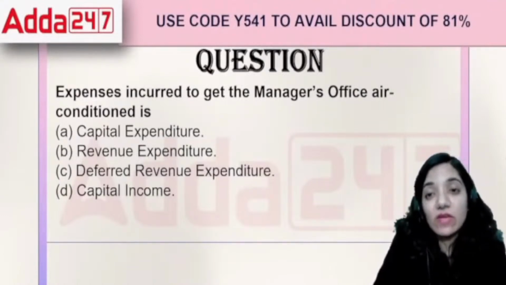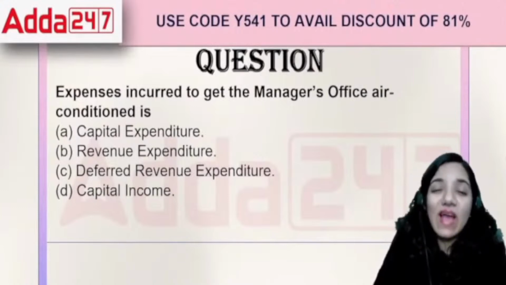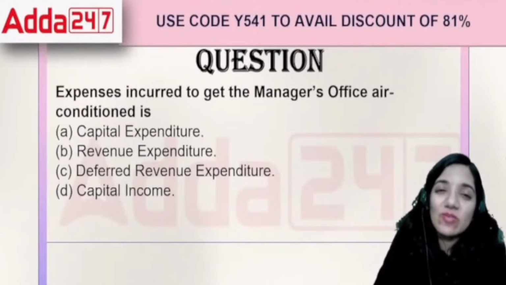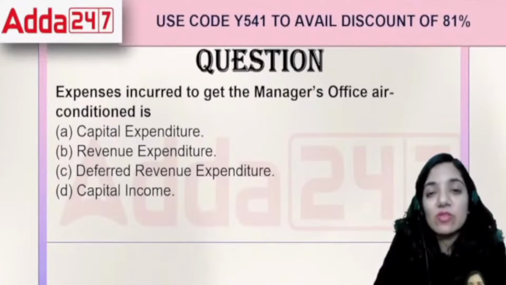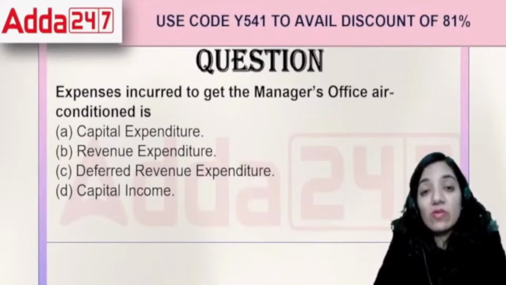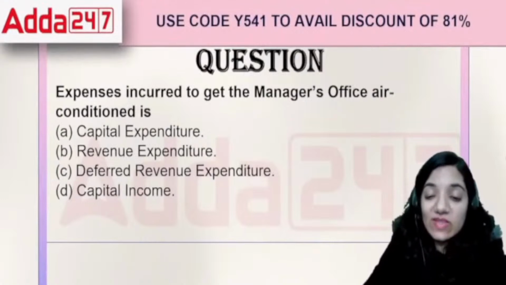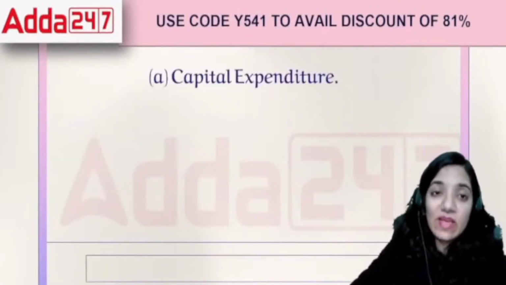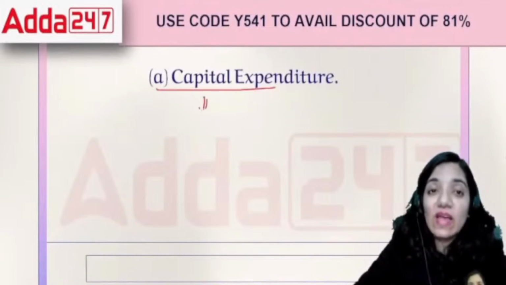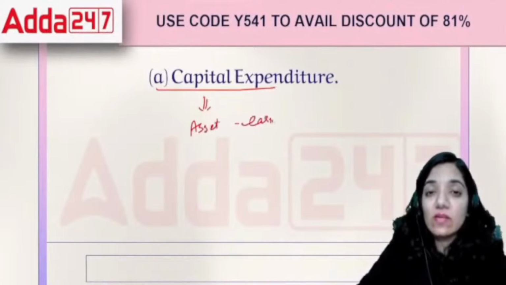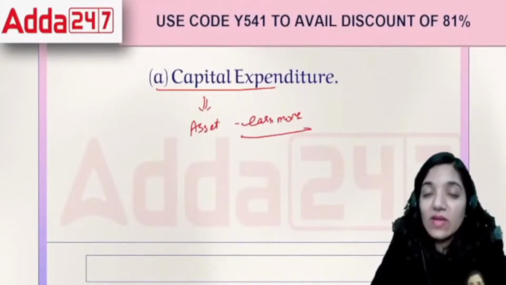Because think about it, if he cannot work in that environment in a relaxed manner, how will he give you the output? Isn't it? To give you that particular output, he needs to work in that particular atmosphere in a good way. So basically, this is termed as a capital expenditure. We prepare an asset so that we can earn more. That is what we define as capital expenditure.